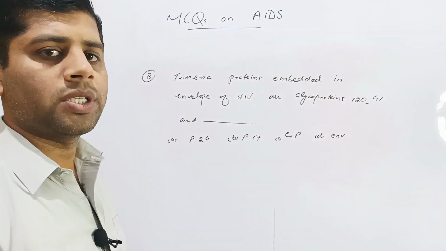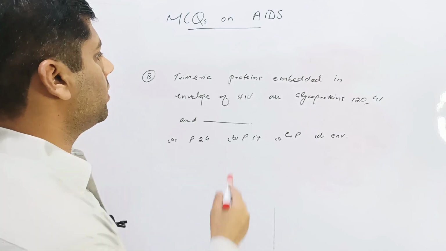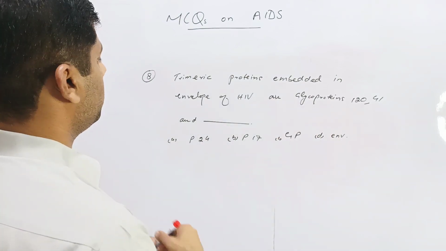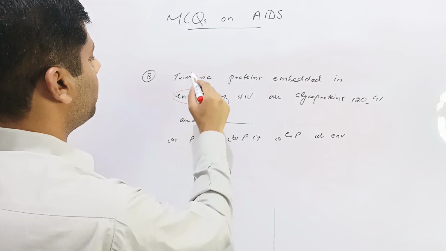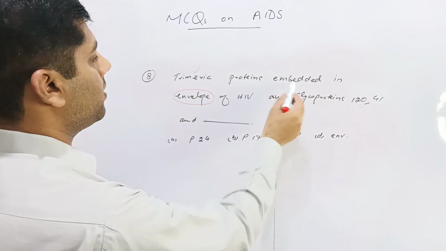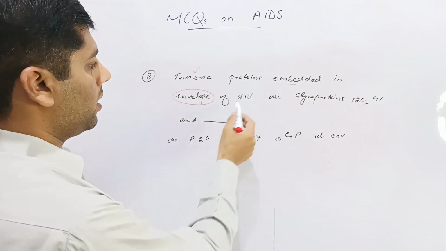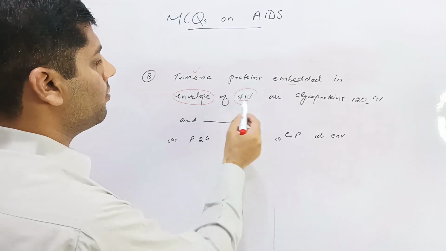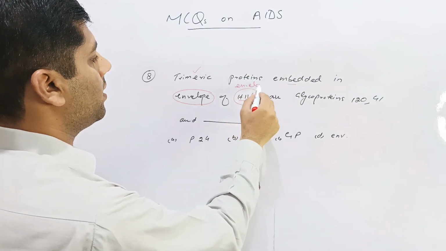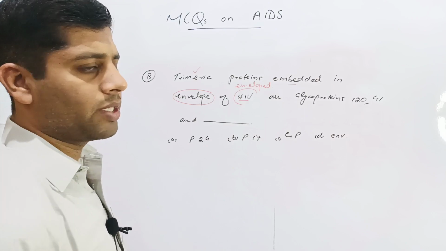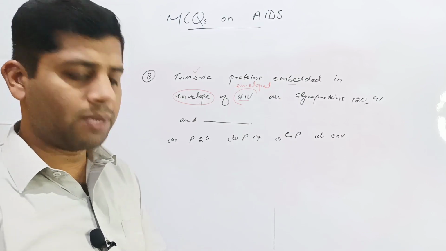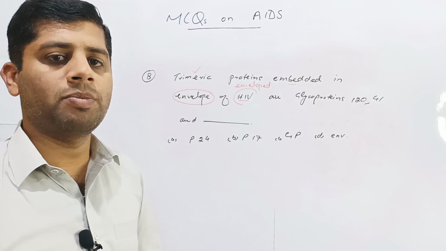So this question is itself informative, that the envelope of HIV is made up of trimeric proteins that are embedded in the envelope. HIV is an enveloped virus, and its envelope is made up of three kinds of proteins called trimeric proteins.